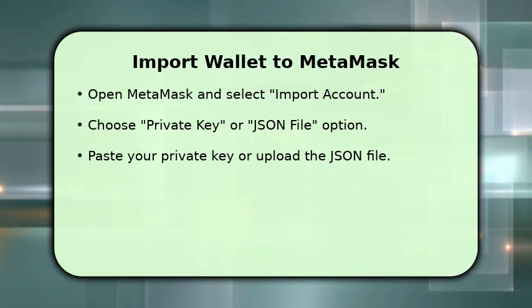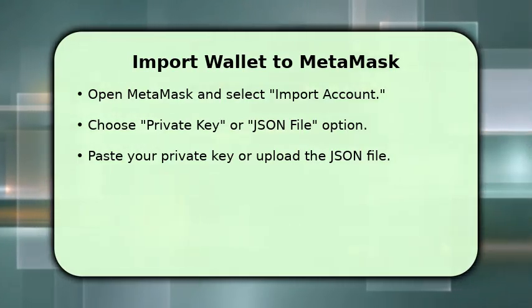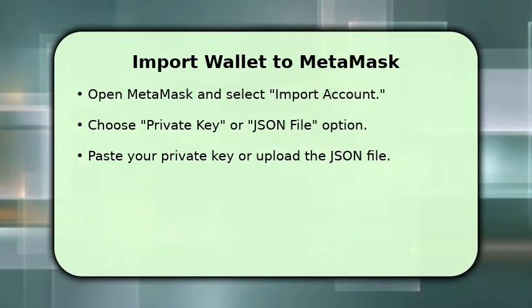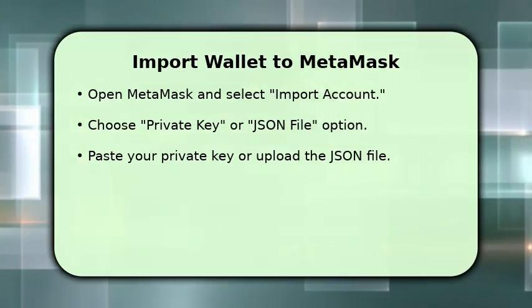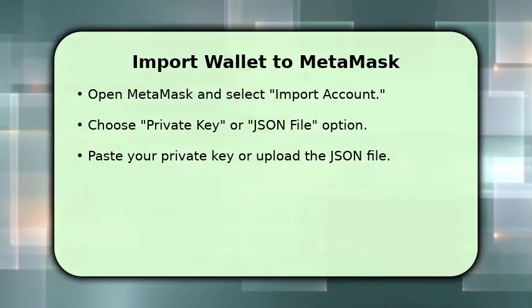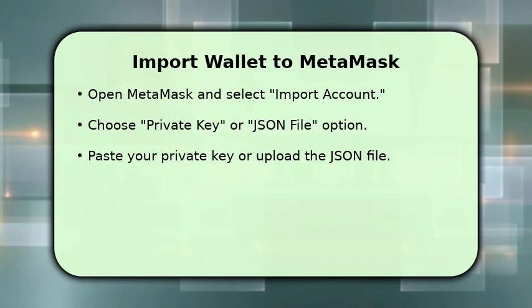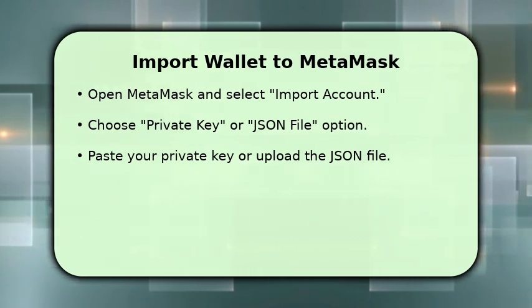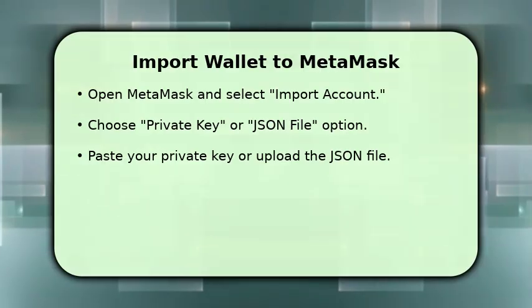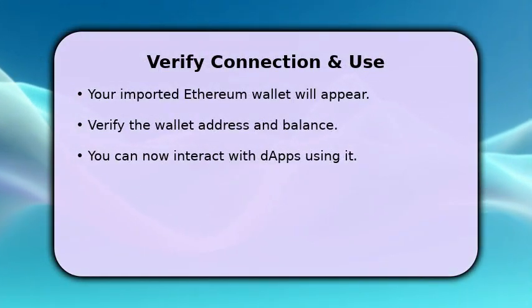To connect your Ethereum wallet, open MetaMask and click on the account icon in the top right. Select Import Account from the drop-down menu. You'll then have options like Private Key or JSON file. Choose the method that matches your existing Ethereum wallet's credentials, paste the private key, or upload the JSON file, then confirm. After importing, your Ethereum wallet will appear as a new account within MetaMask.